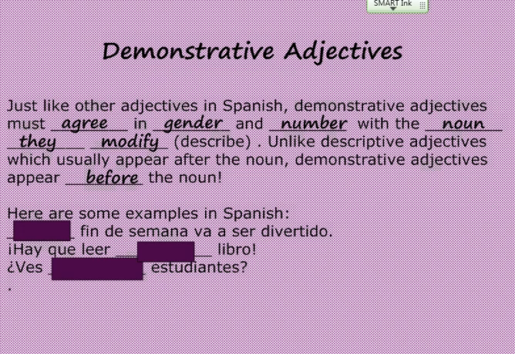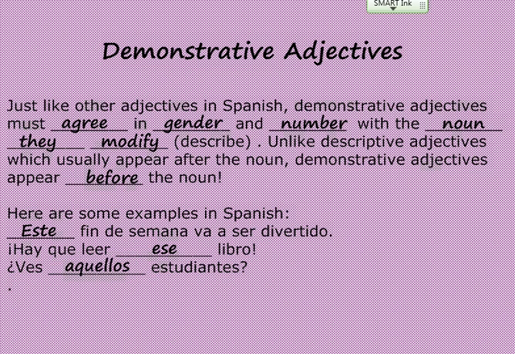So here are just a few examples in Spanish so that you can see them in context first. Este fin de semana, meaning this weekend, va a ser divertido, is going to be fun. Hay que leer ese libro. You have got to read that book. Or, ¿ves aquellos estudiantes? Do you see those students over there?